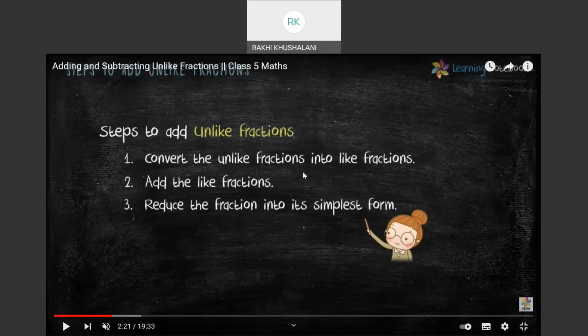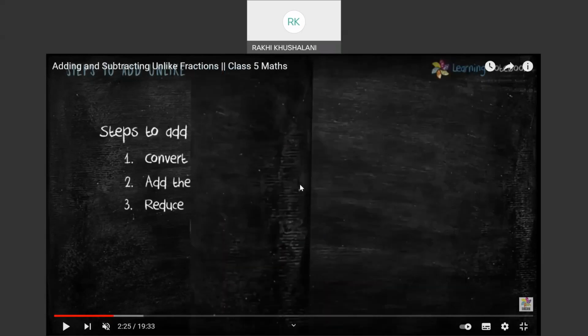Please pause your video here and write down the steps to add unlike fractions. Convert the unlike fractions into like fractions. Add the like fractions. Reduce the fraction into its simplest form. And let's look ahead with more examples.